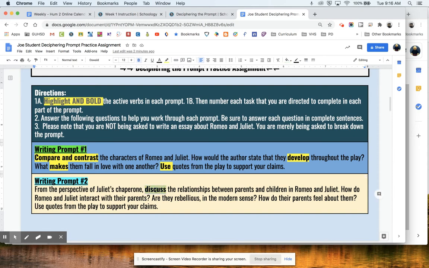Now I've highlighted the verb discuss, which is a bit confusing because in what format are you supposed to discuss? Usually teachers are going to use verbs like this and they really mean explain or argue. So discuss is not a very good verb for an assignment. And again, if I were this teacher, I would want to rethink the way I word my instructions. It asks you to write from the perspective of Juliet's chaperone. So that certainly sounds like it is a fictional piece, a creative piece where you write as if you are Juliet's chaperone.